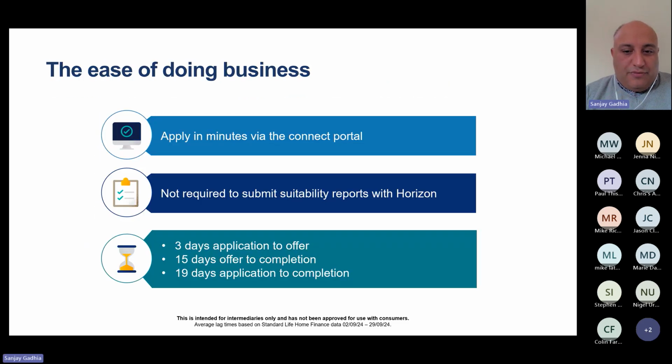And just to bring out some of our service levels, I'm so fortunate that we've got a fantastic advisor community who publicly broadcast how well we've been doing when we've been servicing their customer applications. But these are based on our own data for completions that took place between the 2nd and the 29th of September. Application to offer in 3 days, offer to completion in 15 days, and we were servicing customers from application to completion in 19 working days.